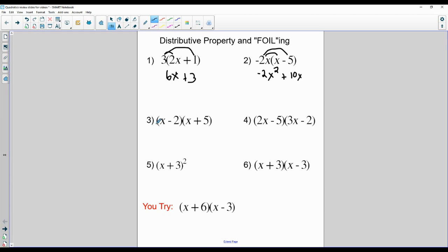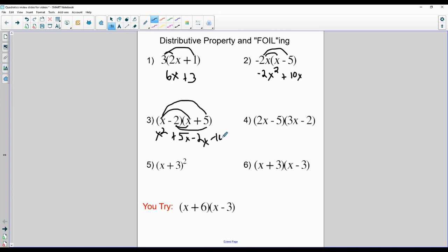Now, questions 3 and 4 are going to be the double distribute, a binomial times a binomial. So again, we like to call this FOIL for first, outer, inner, last. You're going to multiply the two first terms in each parenthesis together. So you get x times x, which is x squared. And then you're going to multiply the two outside numbers in each parenthesis. So x times 5 is 5x. And then you're going to multiply the two inner terms together. So that's negative 2 times x, so that's negative 2x. And then you're going to multiply the two last terms together. And so negative 2 times 5 is negative 10.